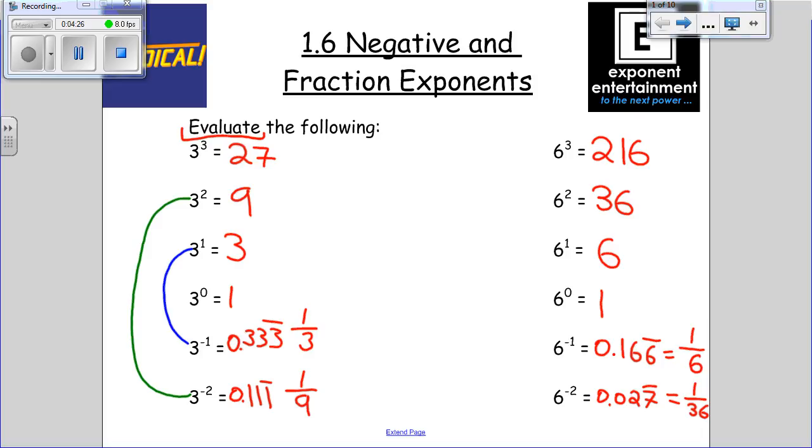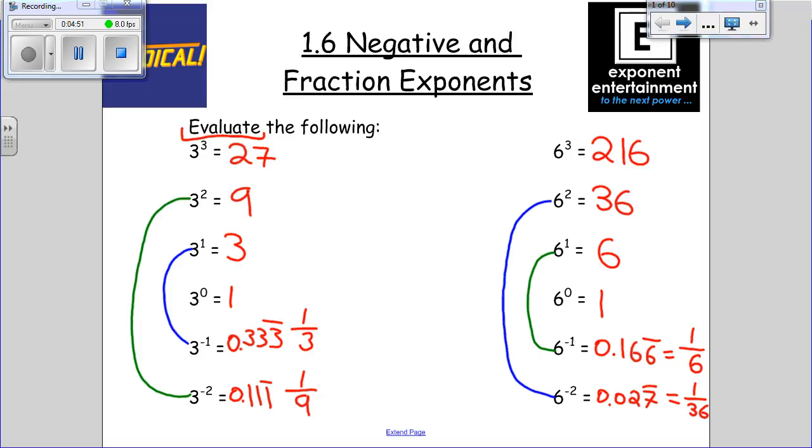Same thing worked over here with the 6s. 6 to the power of 1 is 6. 6 to the power of negative 1 is 1 over 6. If you look at your 6 squared, that was 36. 6 to the negative 2 was 1 over 36. So what we're noticing here is actually one of our exponent laws. It's your negative exponent law.